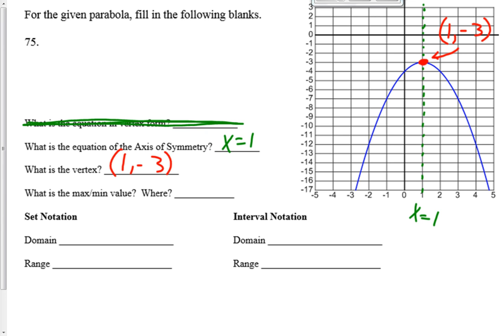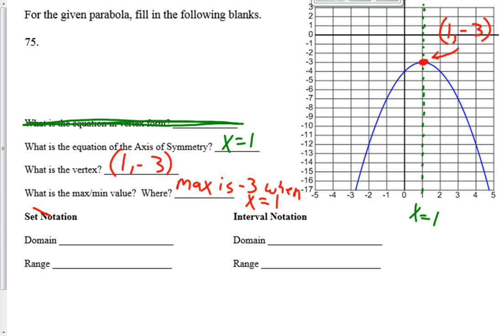What is the minimum or maximum value? The vertex is the minimum or maximum value. This time it's a maximum value because the parabola opens down. So the maximum is a negative 3. That's the highest point that the parabola reaches when x equals a positive 1.